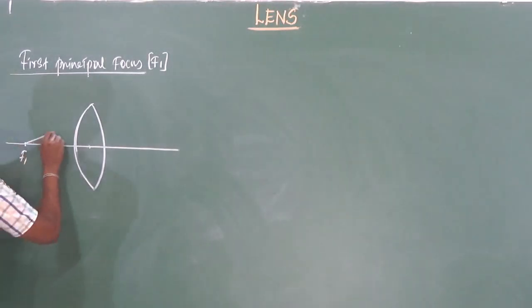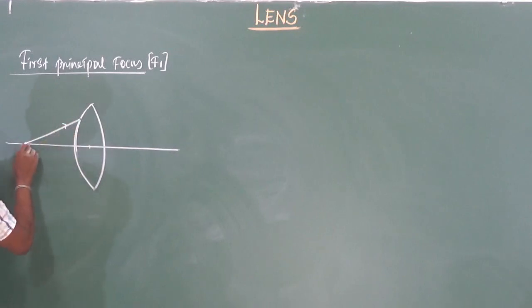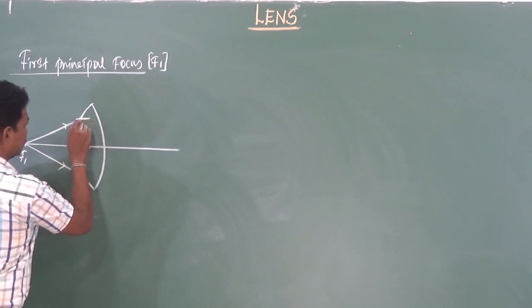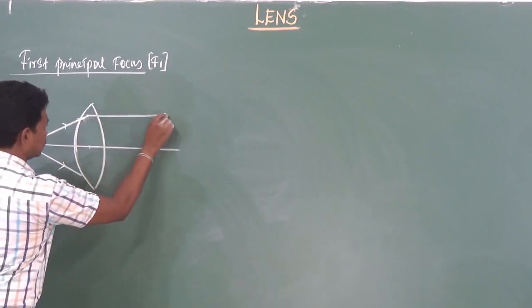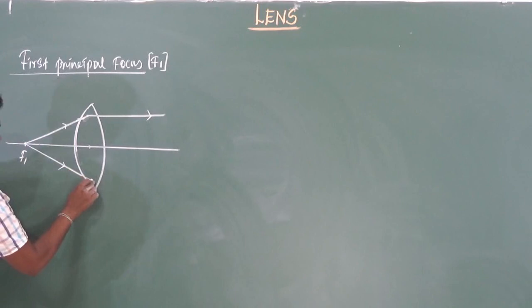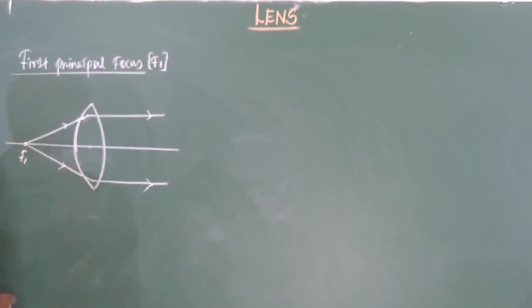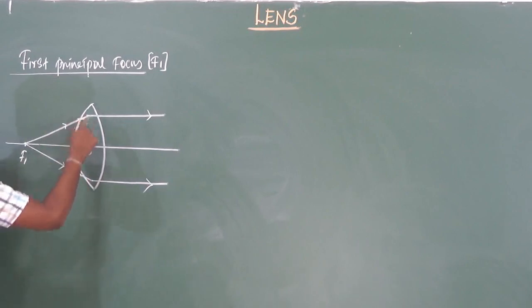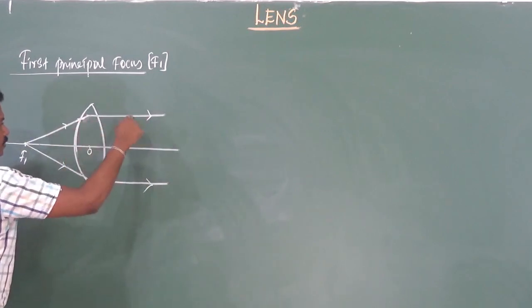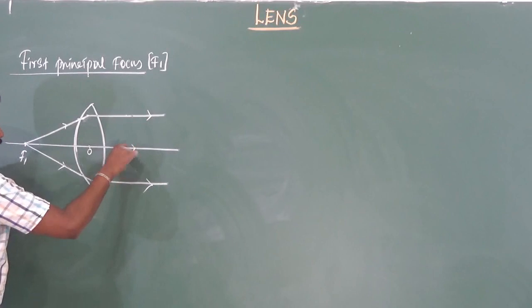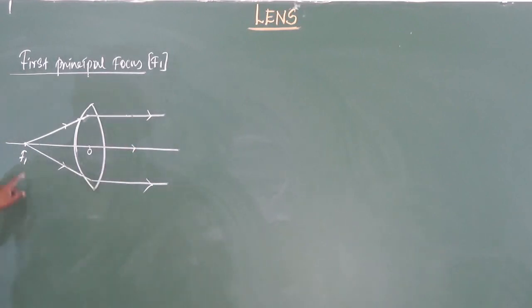From this point, the light rays start traveling. After refraction, the light rays are going to travel parallel to the principal axis. So if this is happening inside a lens, this is the optic center. From a point on the principal axis, if the light rays start from that point, and after refraction they travel parallel to each other and also parallel to the principal axis, then that is called the first principal focus.